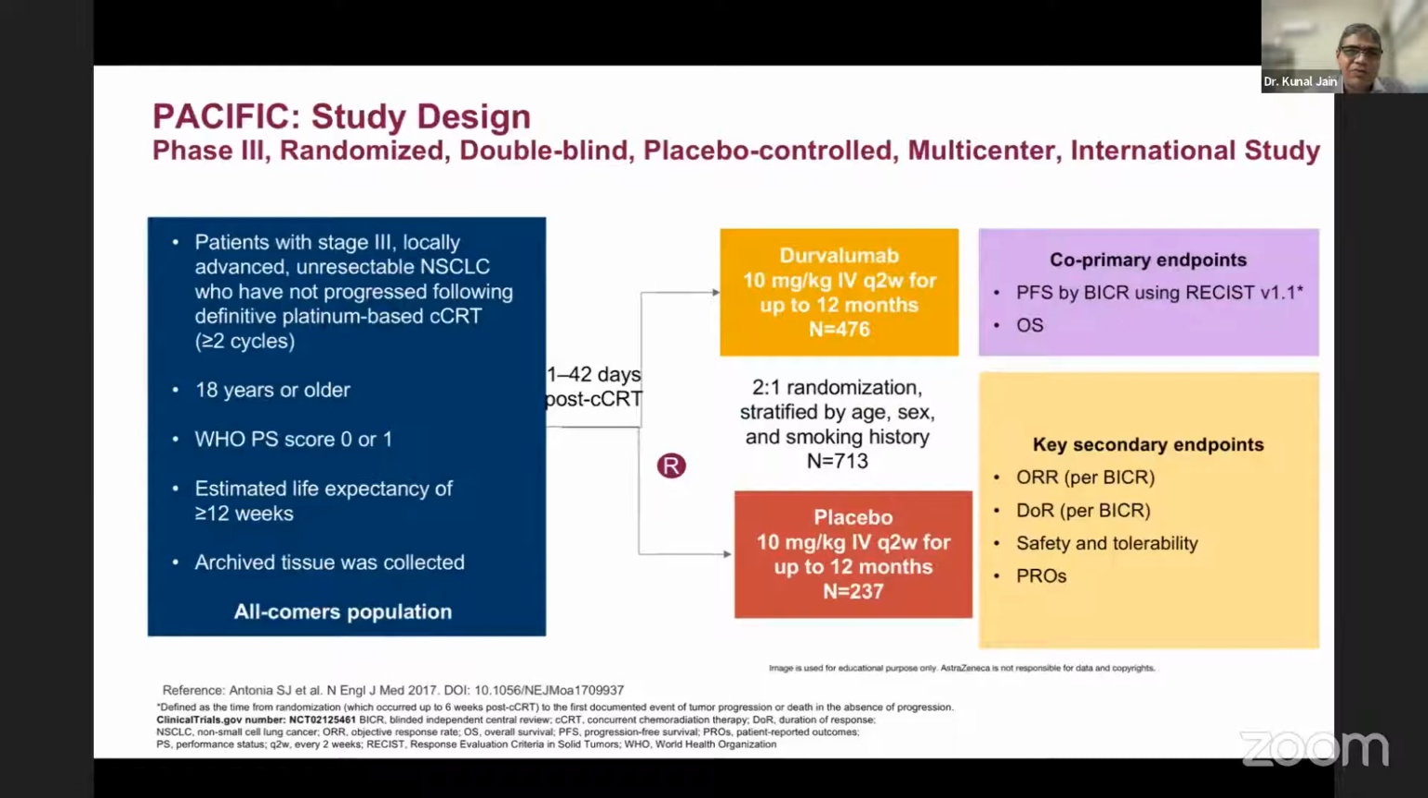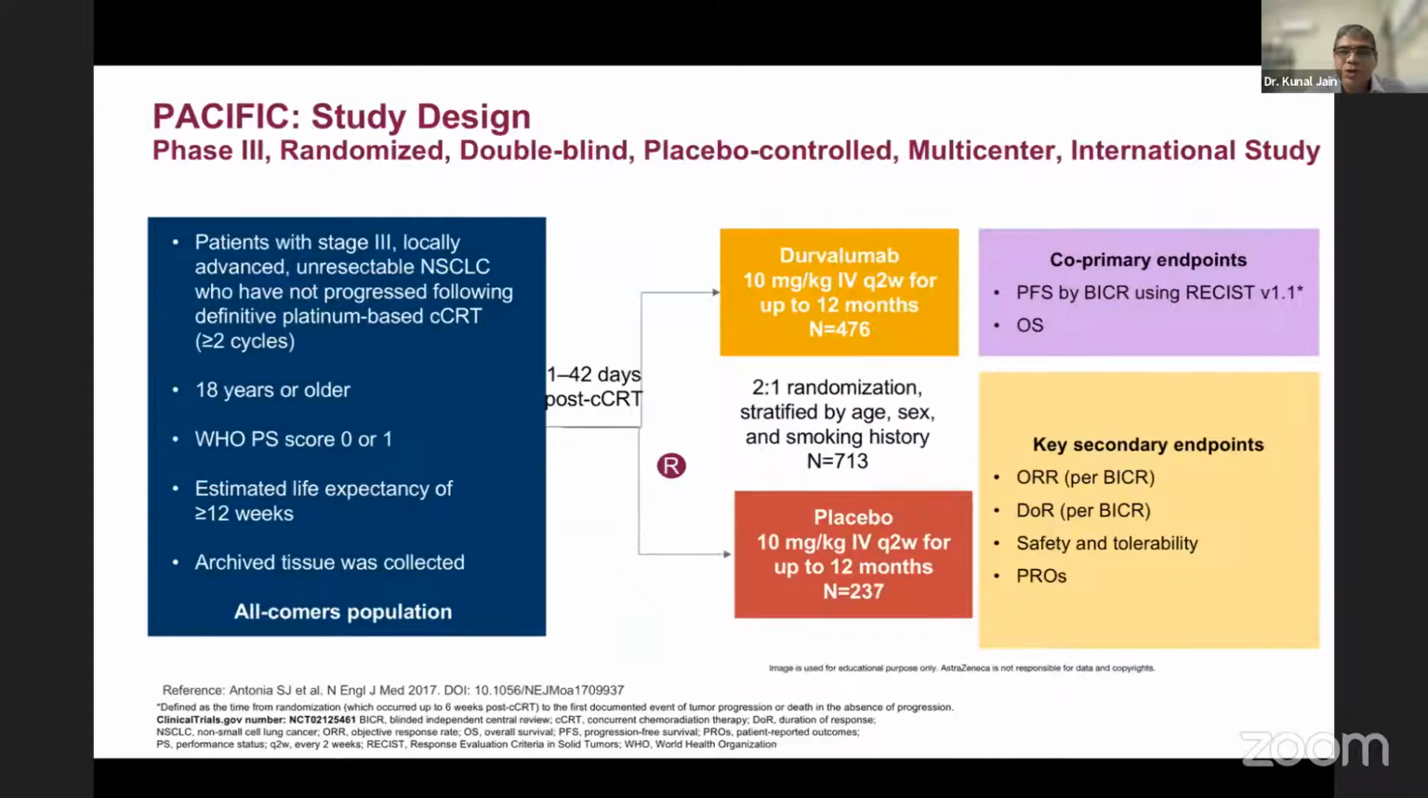Based on the data from the Pacific trial, which was a phase 3 randomized double-blind multi-center international study, and included patients with stage 3 disease who had received 2 or more cycles of definitive platinum-based concurrent chemoradiotherapy. Again, here it's mentioned 2 or more cycles. If you see the trial supplementary appendix, there were about 12 to 15 chemotherapy regimens, including both carboplatin and cisplatin and various combinations of other drugs, with a very small percentage getting only a platinum. So at least 2 cycles had to be given, and archived tissue was also collected.